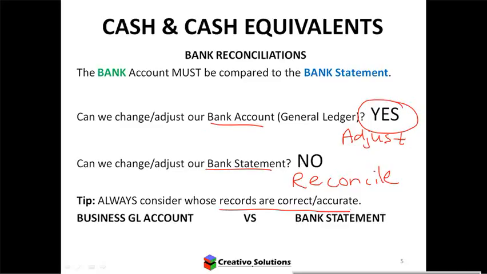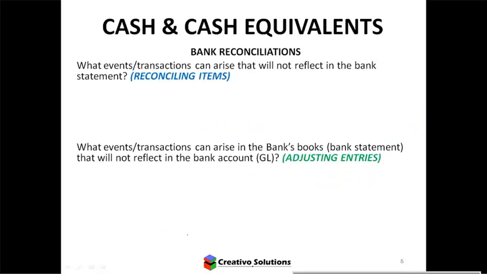I don't need to reconcile. Okay, what happens if our books are correct? Then we reconcile. Why? Because I can't fix the banks, but they need to do something. Does that make sense? Okay, so always consider bank GL versus bank statement. That's what we're looking at.